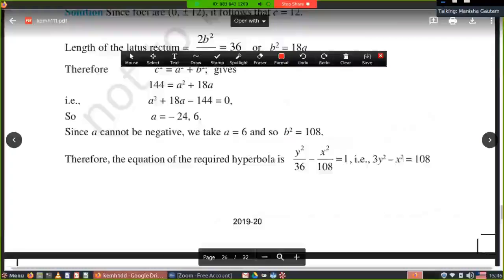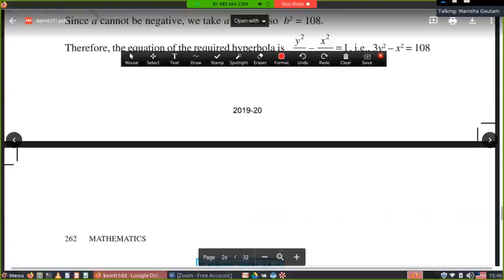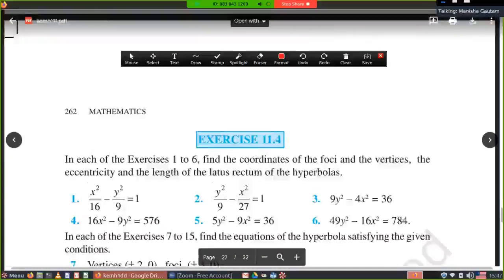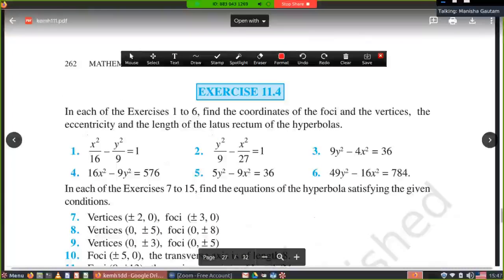Only the values of a, b and c will give you an idea of all the parts of the hyperbola. So these are the examples of hyperbola, and you have to start to do exercise 11.4.